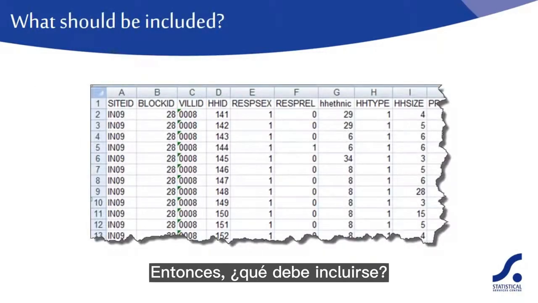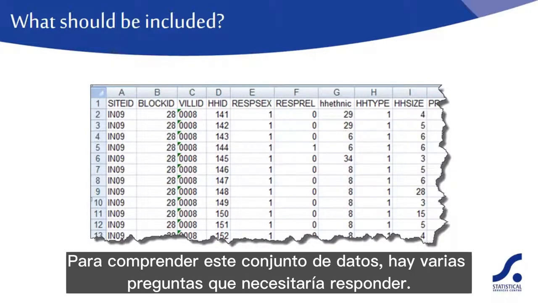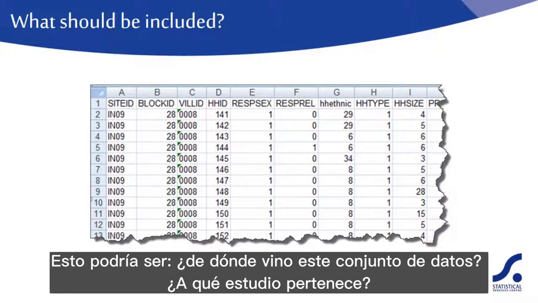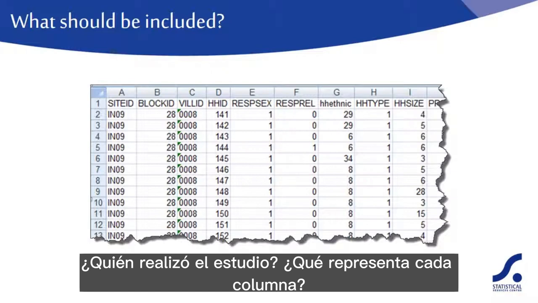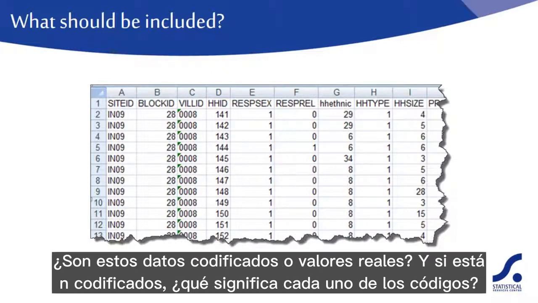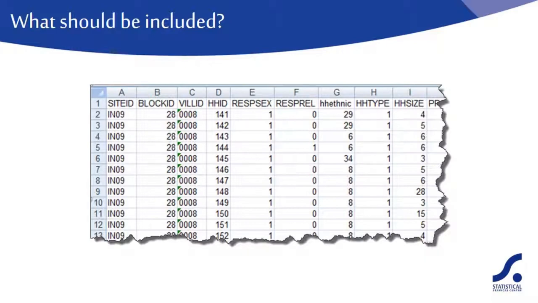So what should be included? Well, imagine you were presented with a typical dataset like the one shown here. In order to understand this dataset, there are several questions you would need answering. This might be, where did this dataset come from? What study does it belong to? Can I have details of the study? Where was the data collected and when? Who carried out the study? What does each column represent? Are these coded data or real values? And if they're coded, what do each of the codes mean? How were the data collected? Etc. Your metadata should address these questions.